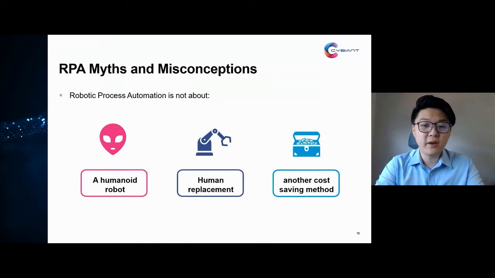About the myths and misconceptions about RPA, we now need to look into what RPA is not about, so that you can remove the misconception about it. RPA is not about creating a humanoid robot. It is not about human replacement. It is not there to replace humans. And it is not another cost saving method. But in fact, RPA is about automating repetitive, time consuming tasks and processes, leading to better efficiency and time utilization.